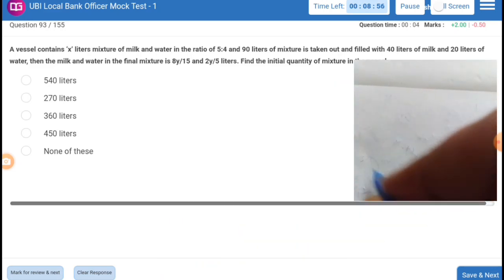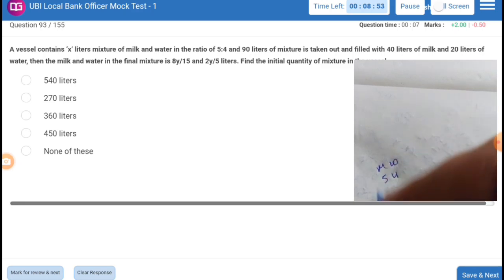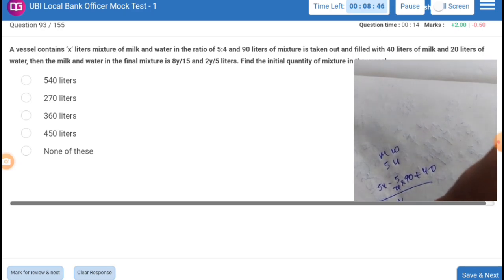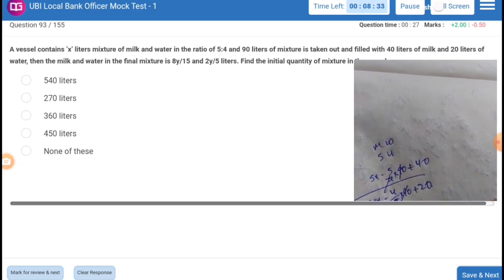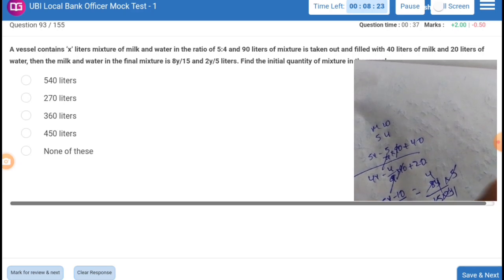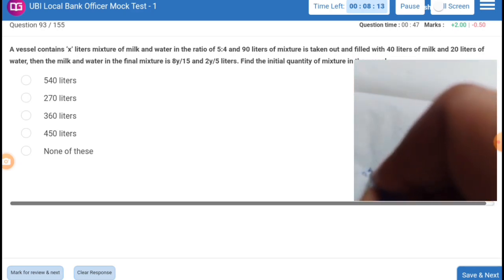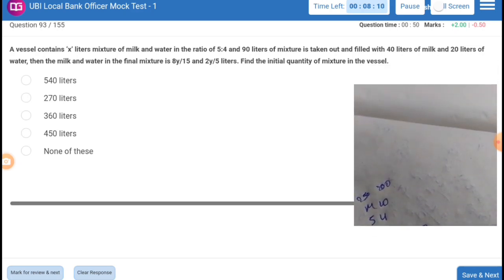So x liters of mixture of milk and water, 5 for 40 liters of milk and 4x minus 20, 5x minus 10 is 15x minus 30. x is 50. 450.